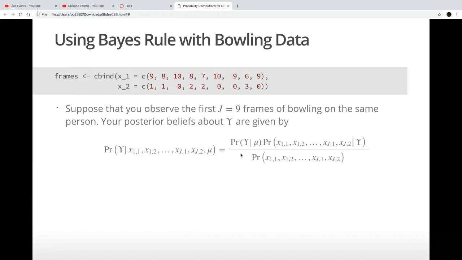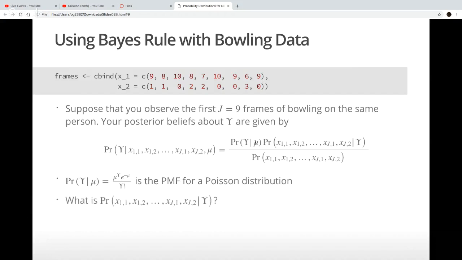And the right-hand side of Bayes' rule has 3 components. The first is the prior probability of upsilon given mu, which is just going to be our Poisson PMF, which we derived before. And then the next question is, what expression would we use for the probability of these 9 frames of bowling given upsilon? What would that be for the first frame?